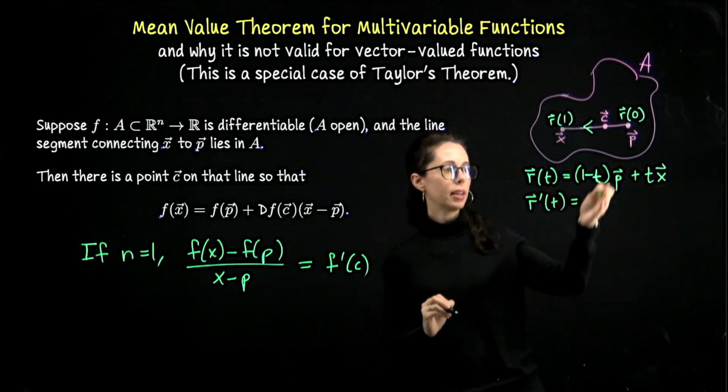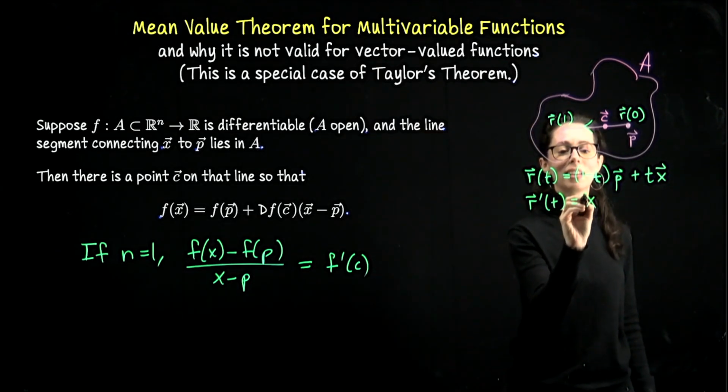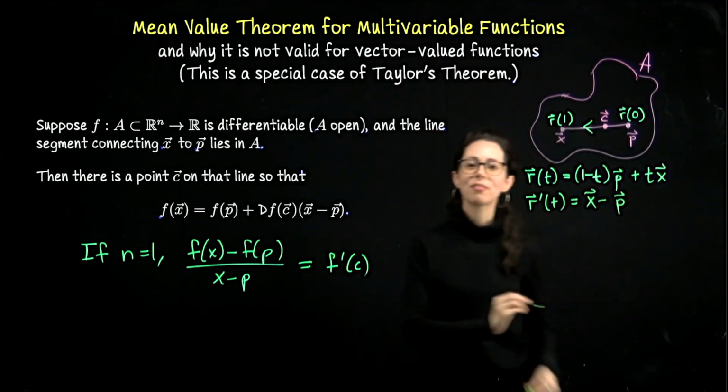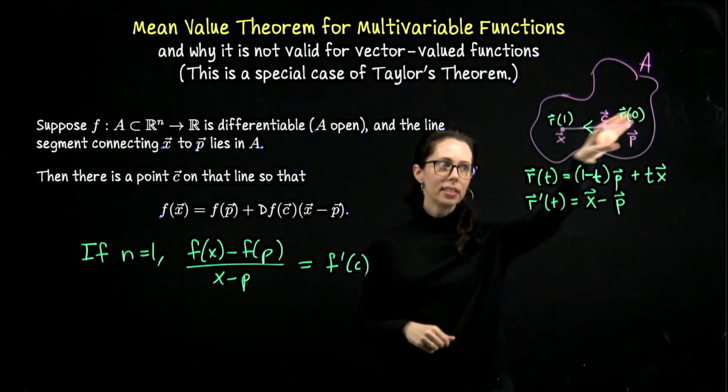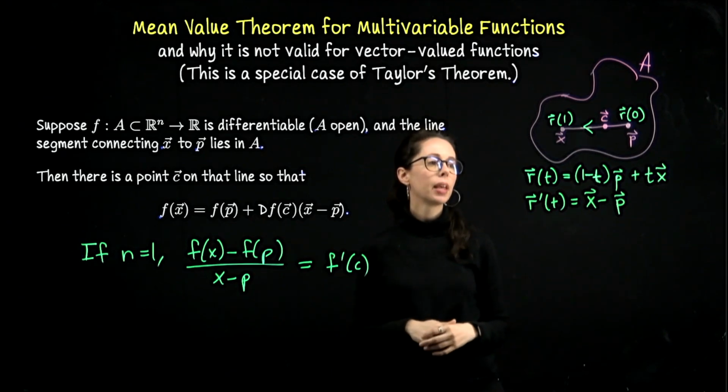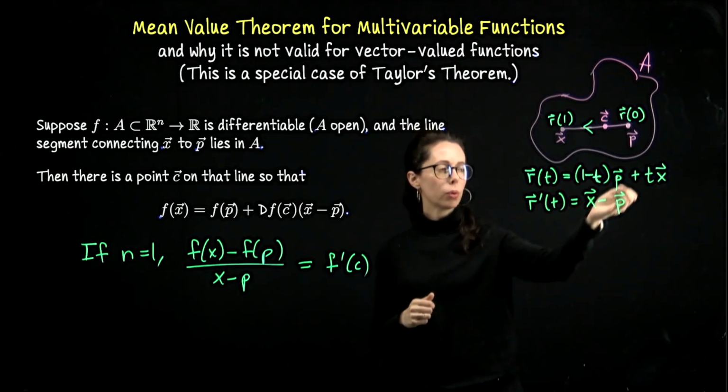So it's going to be x minus p, which should sound familiar given the statement that we're trying to prove. Okay, so we have constant tangent vectors. This is a straight line segment. When t equals 0, we are at p. When t equals 1, we're at x.